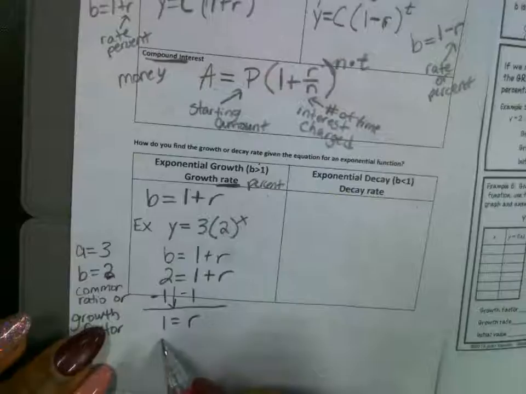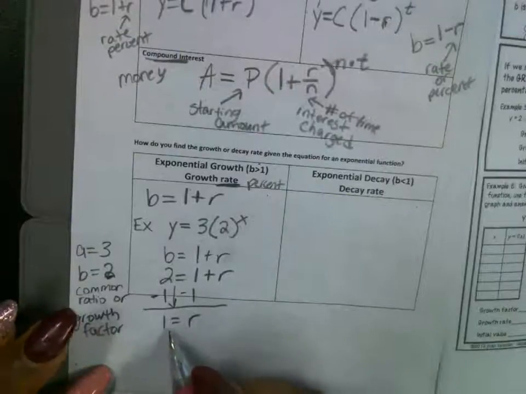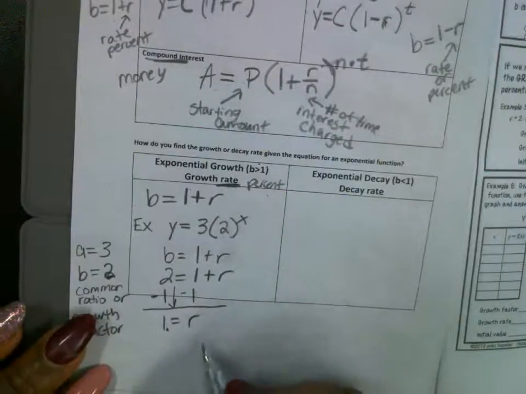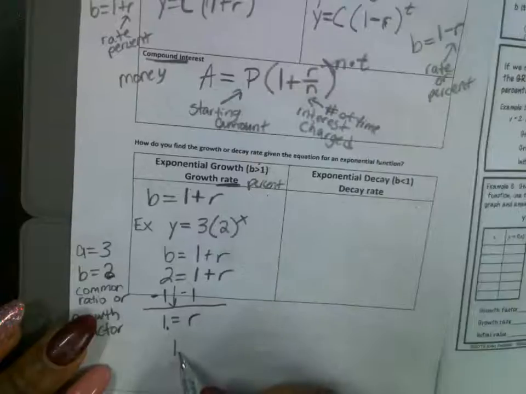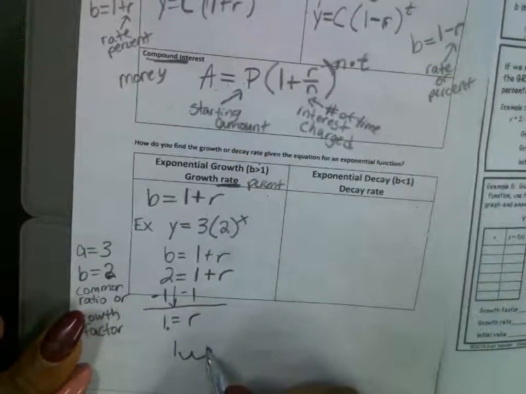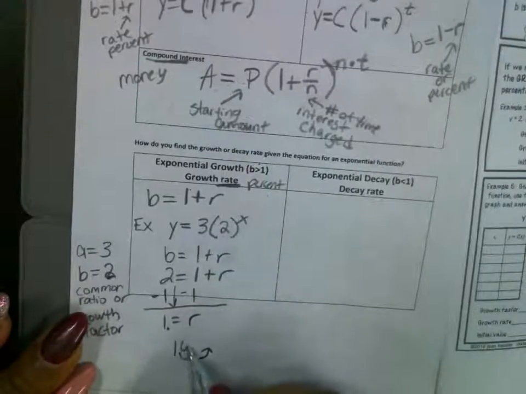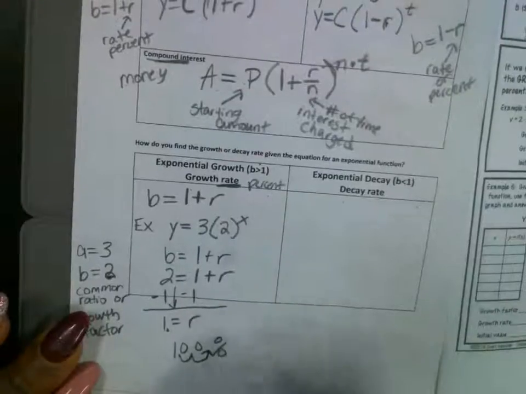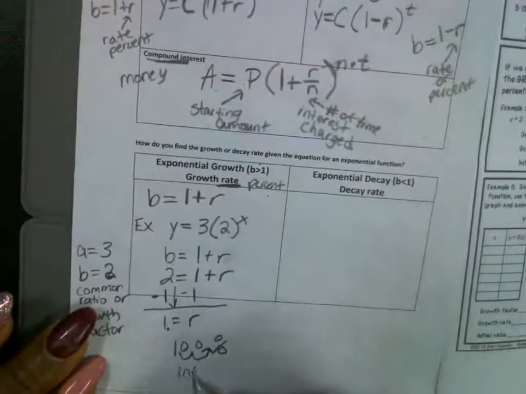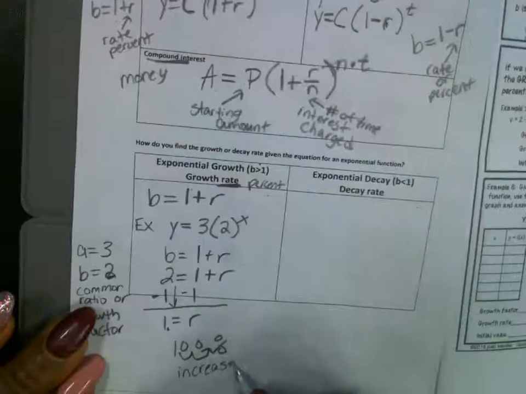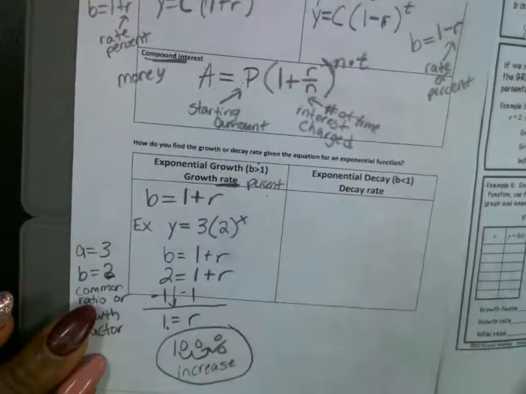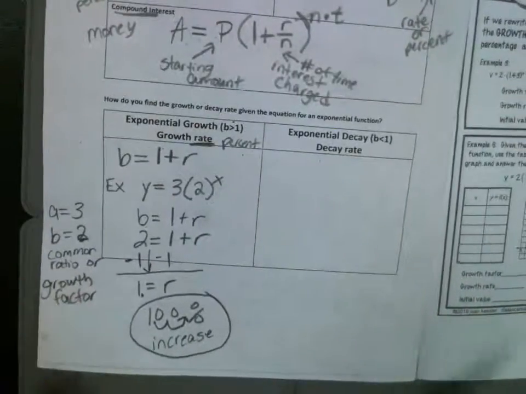This is the decimal. How do we go from a decimal to a percent? We move the decimal over 2 places to the right and add a percent sign. So it's 100% increase. Any questions about that? Okay.